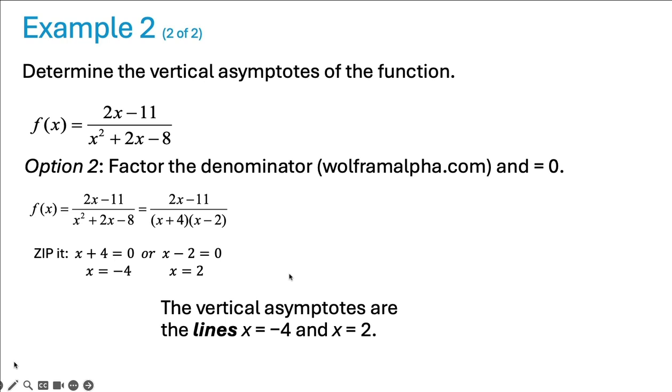So it's not as hard as it looks because you're not dealing with the entire fraction. You're not dealing with the entire function, just the denominator of the function.